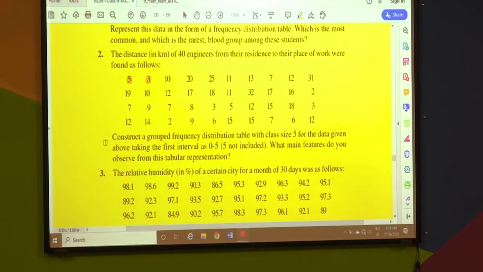5 is not included. Whatever I mentioned at the start of this session: if the distance of a particular engineer's residence from the workplace is 5 kilometers, we have to include it in the next class, 5 to 10, not in 0 to 5.